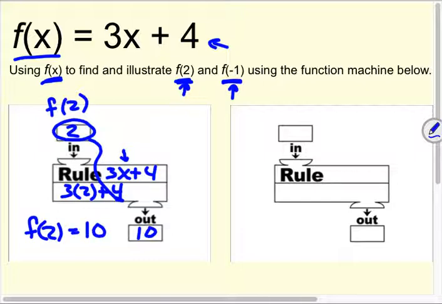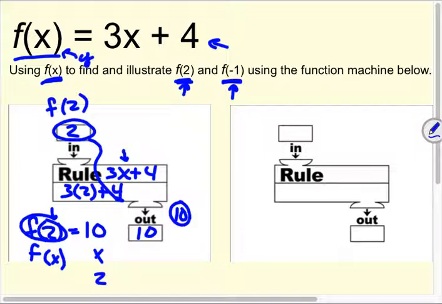Most of the time they just want, hey, what's your output variable? What's your answer? You'd say 10. But you can also write this as an ordered pair. You're plugging this 2 in for basically your x, so your x value is 2. Your output value is like f of x. F of x is the same thing as y. So you could say y is equal to 10.